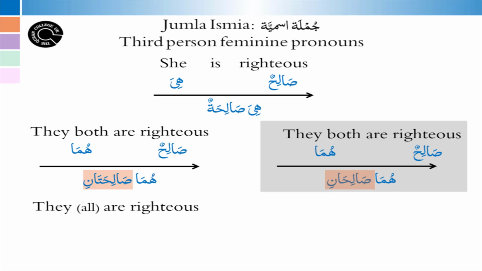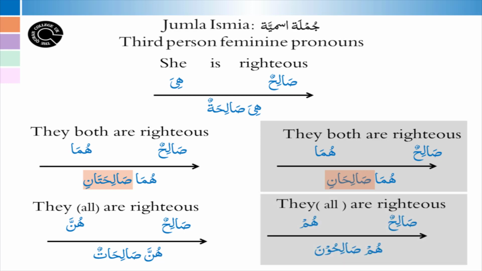Our third example is they all are righteous. For righteous, we use salihun. For they all, we use hunna. The sentence then becomes hunna salihatun. Again, we can compare this with the masculine. The masculine example shown with grey background is different from the feminine. Again, the difference is in the predicate. The predicate of the feminine ends in atun, whereas the masculine predicate ends in una.